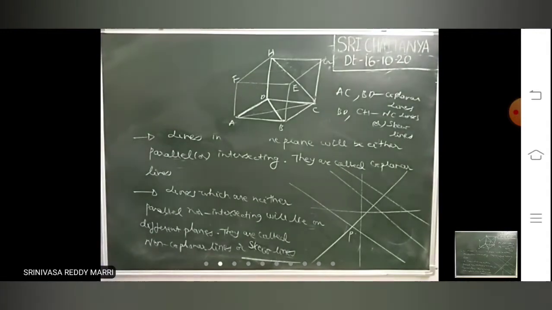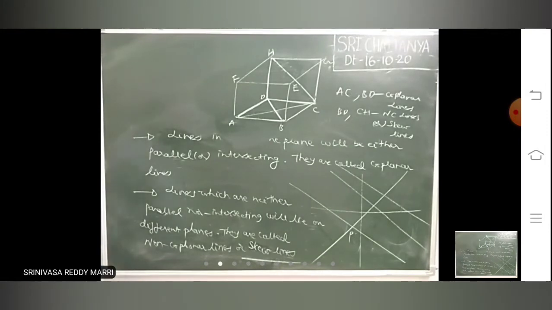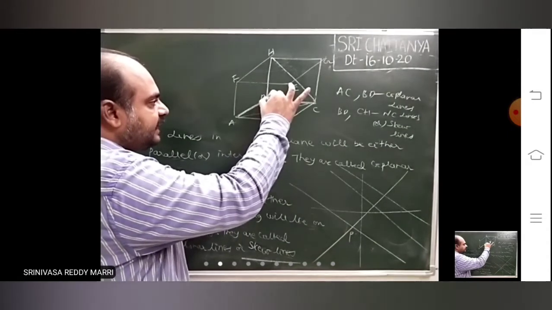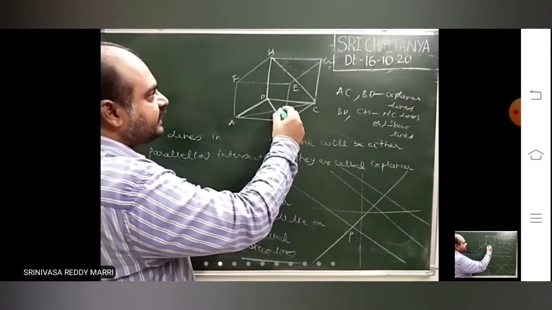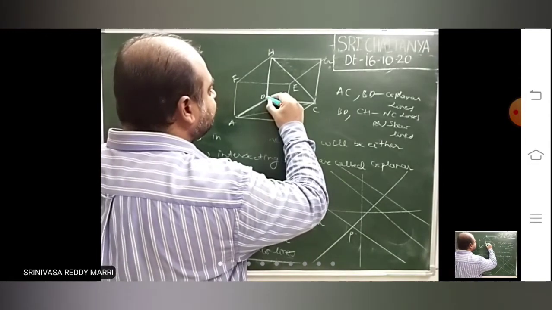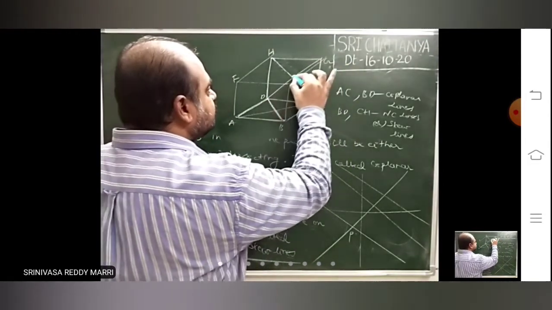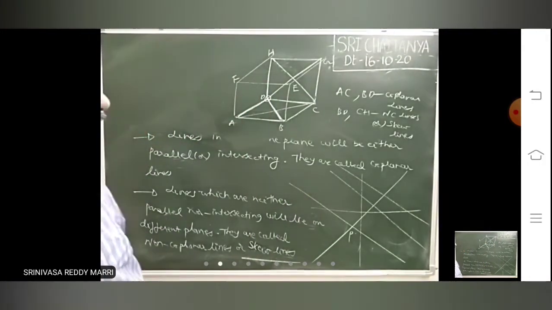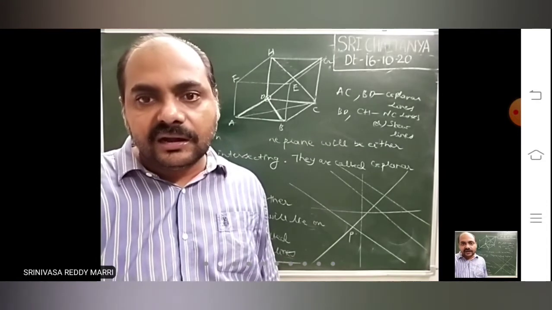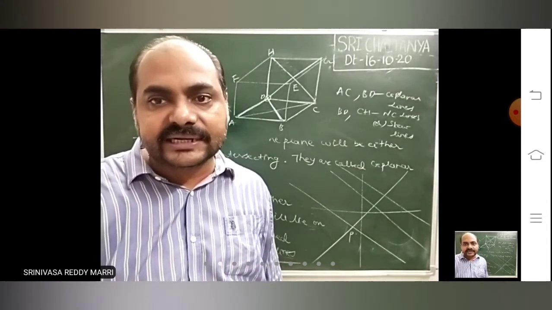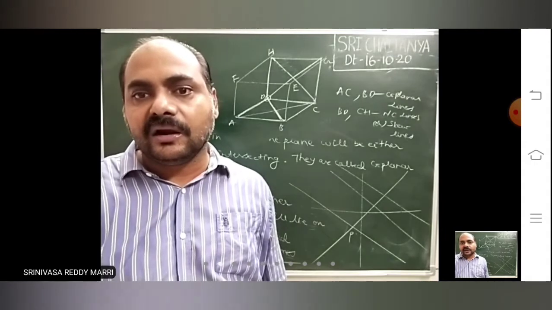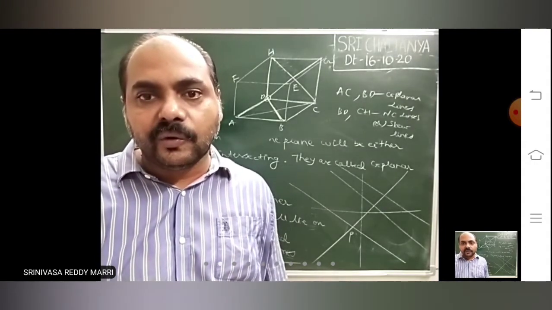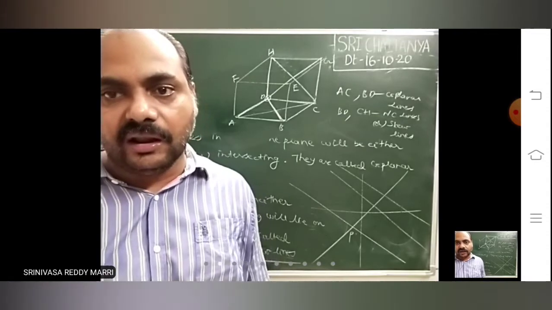They will neither intersect nor be parallel. They are called skew lines. Such lines lie in different planes. Suppose BD is one diagonal. If you take DG, these two lines lie in different planes only, but they intersect at a common point. They are not skew lines. Lines which will never intersect nor be parallel are called skew lines or non-coplanar lines. They will not intersect at all.